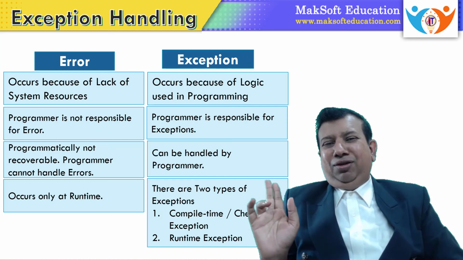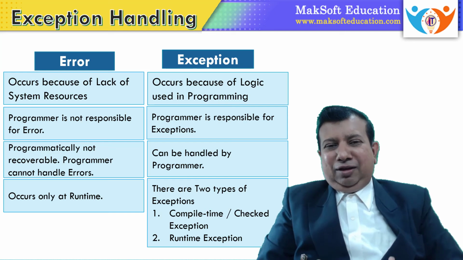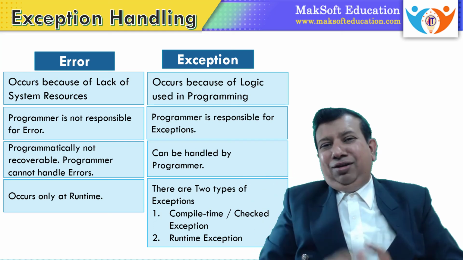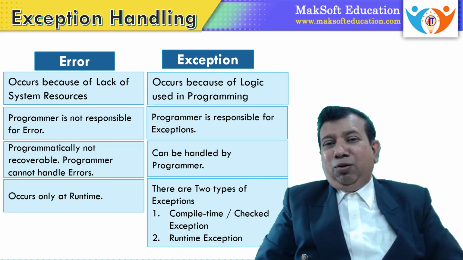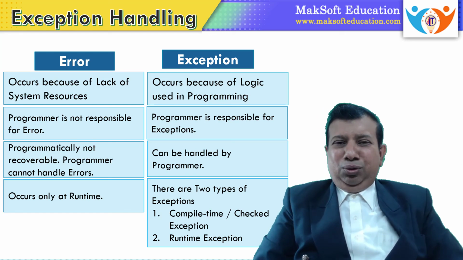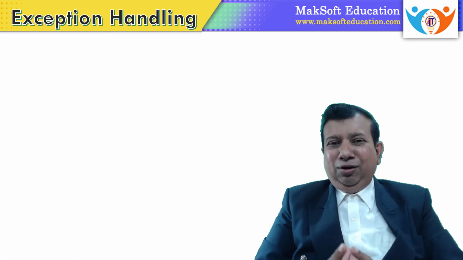So these differences are useful for a programmer. Exception and error, they are totally different. Error is because of system problems, whereas exception is related to the program. So please understand these differences. And we are going to talk about what is checked exception and unchecked exception in more detail in our next video.